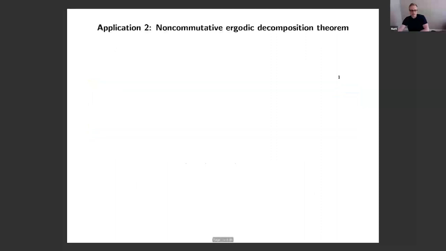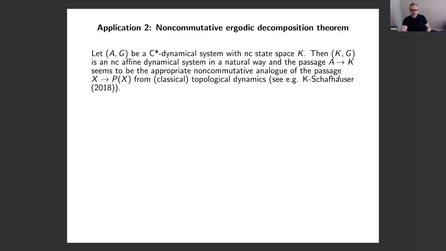Okay, the second application is to a kind of non-commutative analog of the ergodic decomposition theorem. So now I have a C-star dynamical system where my C-star algebra is potentially non-commutative. I have an action via automorphisms of some group G. There's a natural way to get an action on the NC state space. And this turns out to be the right analog of passing to the action on the space of probability measures. This was used quite fruitfully by Chris Schafhauser and me in a paper from 2018, for example, which is actually one of the things that motivated the work I'm talking about today.